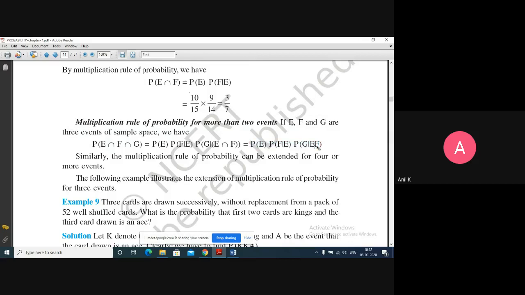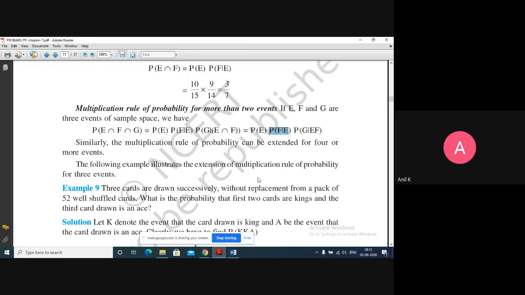Because 3 events are there, all 3 events have to happen one after the other. So first the probability of E happening, by the time of F, E already happened, so that's why it comes as P of F slash E. By the time I reach the third event, the first 2 events have already happened, so the probability of G slash when E and F already happened. This is the formula when I have 3 events at a time. So let me take an example.